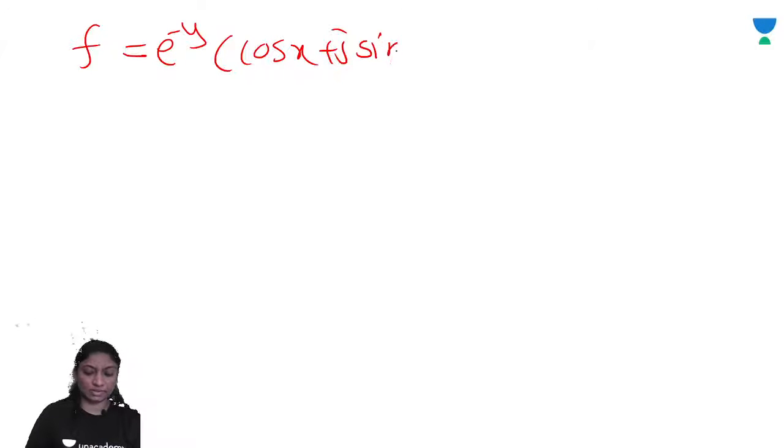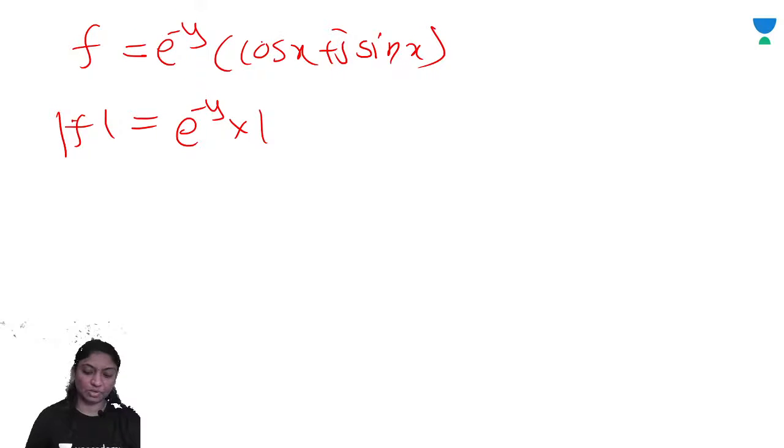So you will get f is equal to e raised to minus y into (cos x plus i sin x). Okay. And mod of f is equal to e raised to minus y into 1, because cos square x plus sin square x is 1, right? So which is equal to e raised to minus y, the correct option.